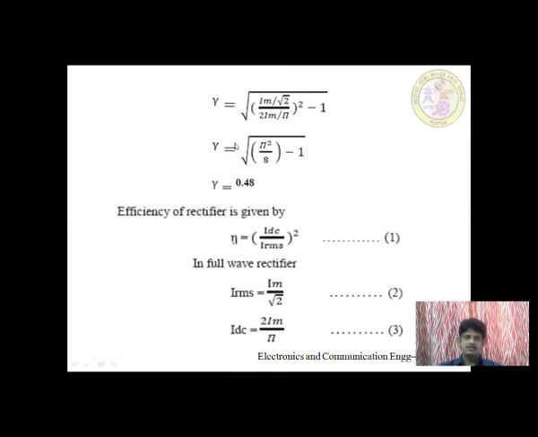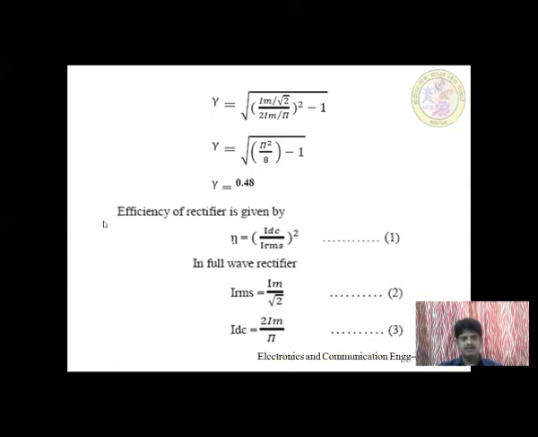Here we have substituted those two equations. It is Im by root 2 divided by 2 Im by pi, whole square, minus 1. If you simplify, Im will get cancelled. The denominator of the denominator goes to the numerator, and this denominator comes to the denominator side. If you simplify this part, this is square, so it will become pi square divided by 8. This minus 1 is as it is. If you calculate this, you will get gamma equal to 0.48. This is the proof, or mathematically we are showing the ripple factor value.